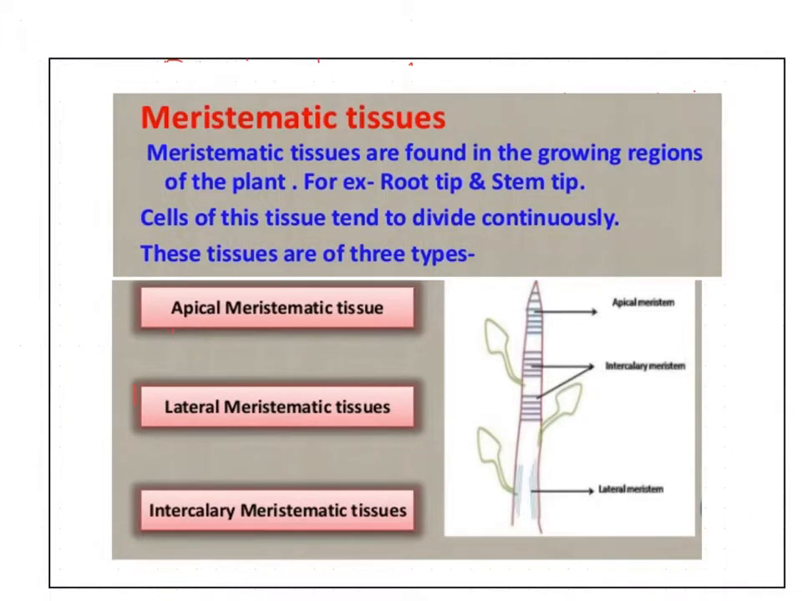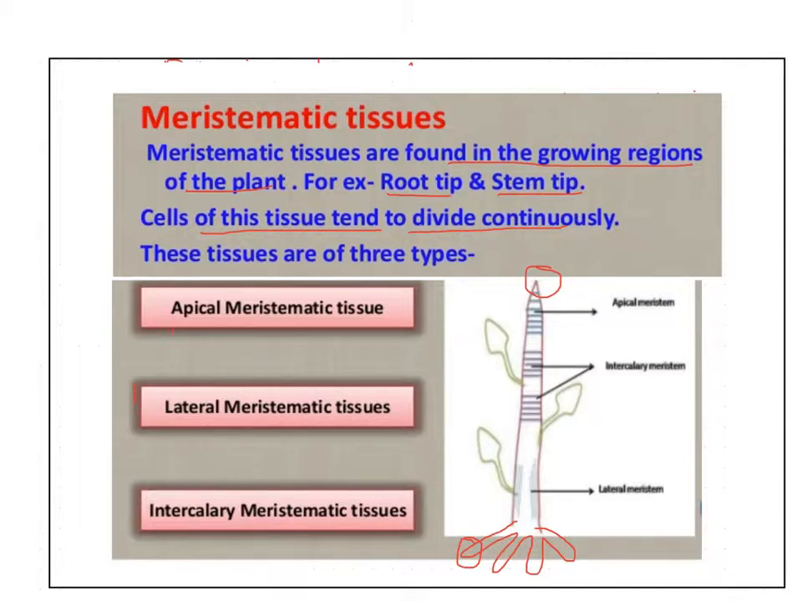So meristematic tissue is basically found in the growing regions of the plant. Growing regions means the parts of the plant where height or length increases. Meristematic tissue is present there, like your root tip and your stem tip. If I draw the roots here, at the tip of the roots and at the tip of the stem. And as I told you, cells of this tissue divide continuously.